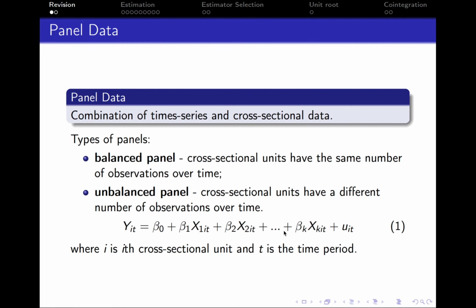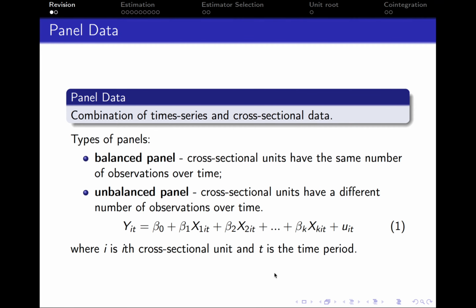Let's start with a quick revision. As we know, panel data is a combination of time series and cross-sectional data, and there are two types of panels, balanced and unbalanced panels. So when we say that the panel is balanced, it means that the cross-sectional units like countries, people, they have the same number of observations over time. And when we say that the panel is unbalanced, that means that cross-sectional units, countries, people, states, cities have a different number of observations over time.